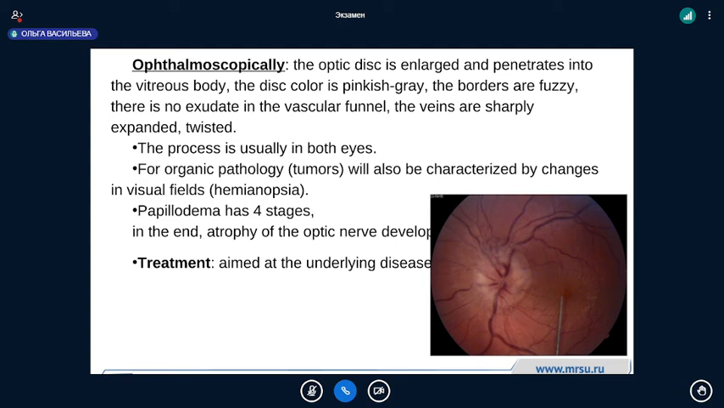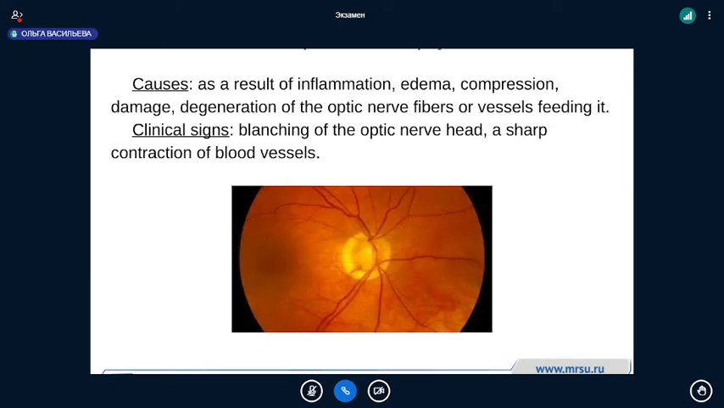Papillary edema doesn't need specific local treatment because we need to treat the main disease which caused this problem, which caused the increasing of intraocular pressure. Optic nerve atrophy. After all pathological processes of optic disc, of optic nerve, the optic nerve atrophy comes. The causes: as a result of inflammation, edema, compression, damage, degeneration, all different pathological processes of optic nerve fibers or vessels feeding it.